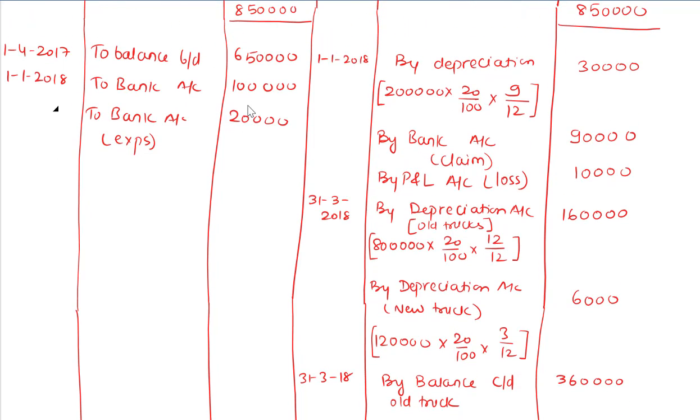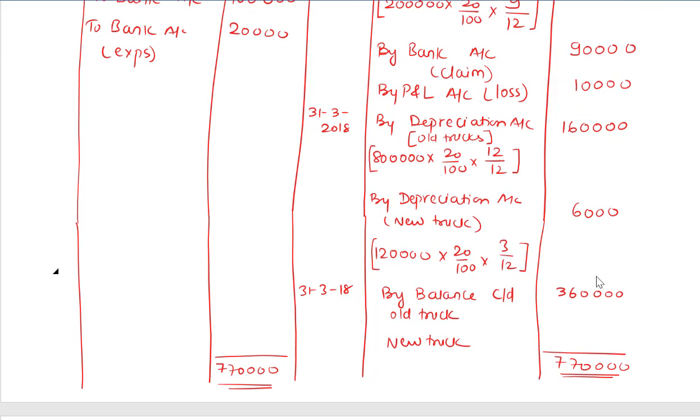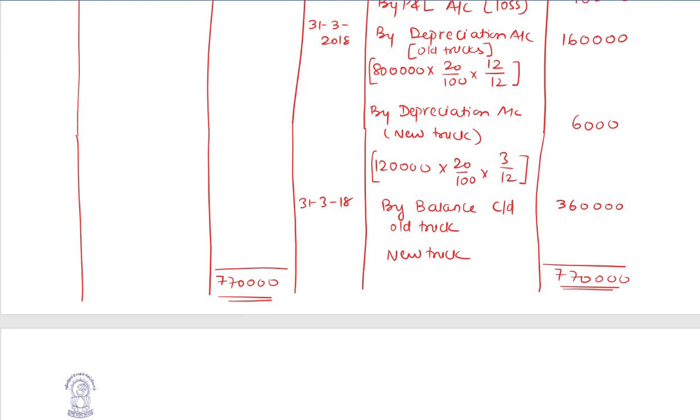On the same lines, for this 1,20,000 over here, we need to do depreciation, that is 6,000. 1,20,000 minus 6,000 for the new machine is 1,14,000. I believe it is clear.